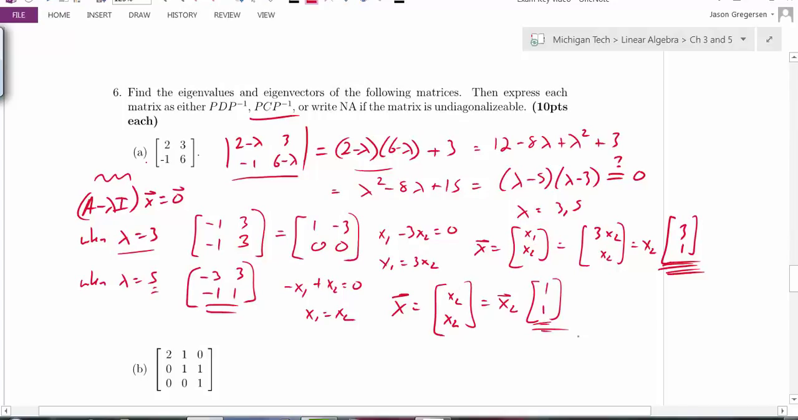And lastly, I'll write my diagonalization. Now that I know the eigenvalues and eigenvectors, I can say let A equal my matrix P, where the matrix P has columns of eigenvectors.